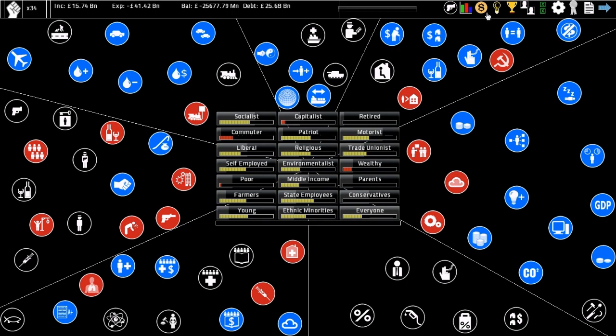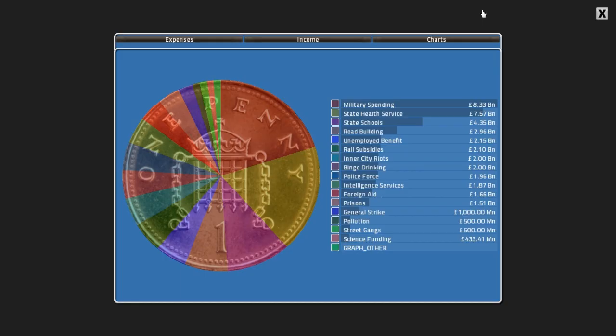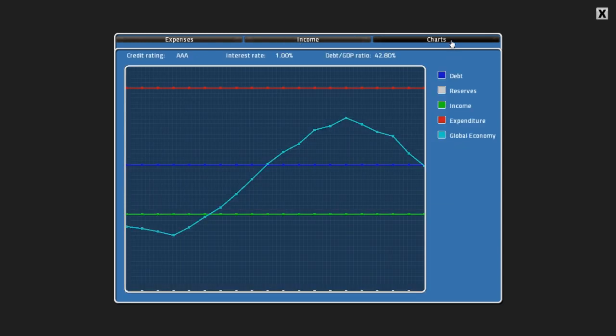One of the other things that I should point out, if I go to the finance stuff, this is as it used to be, and so is this. But this is a little bit different. As well as showing you your level of debt and your income and expenditure, this light blue line is also the global economy, which you haven't been able to view properly in the previous game. In addition to that, there's some extra stuff at the top here, which is your credit rating and the interest rate on your debt, and also the debt to GDP ratio.